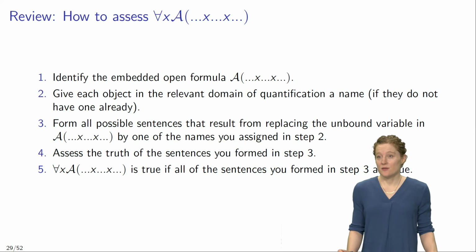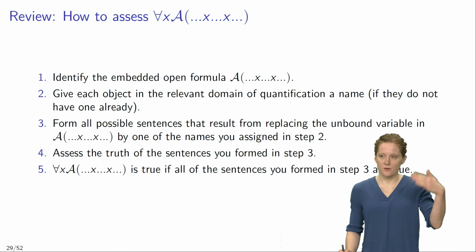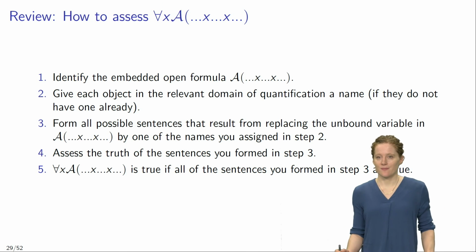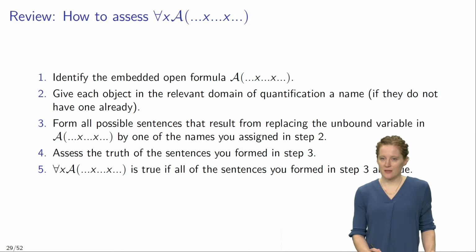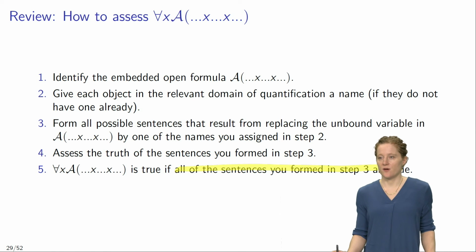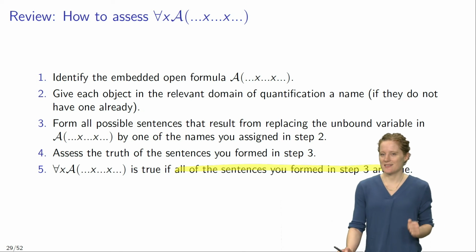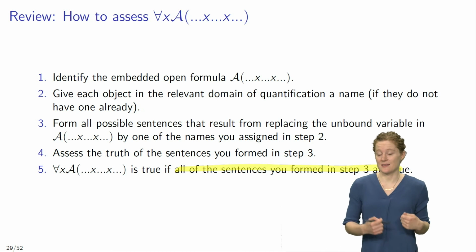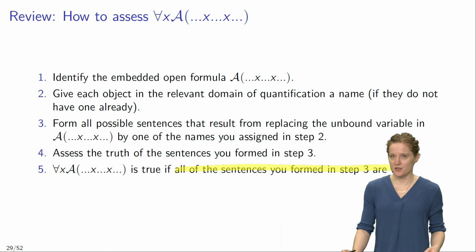Now, assessing universally quantified sentences is very similar. We go through the same first 4 steps, but then in the final step, we need to consider the truth conditions of universally quantified sentences. And the universally quantified sentence, for all x, A, is true if and only if all of the sentences you formed in step 3 are true. So instead of just finding one true sentence, you need to check whether all the sentences that you formed in step 3 are in fact true.